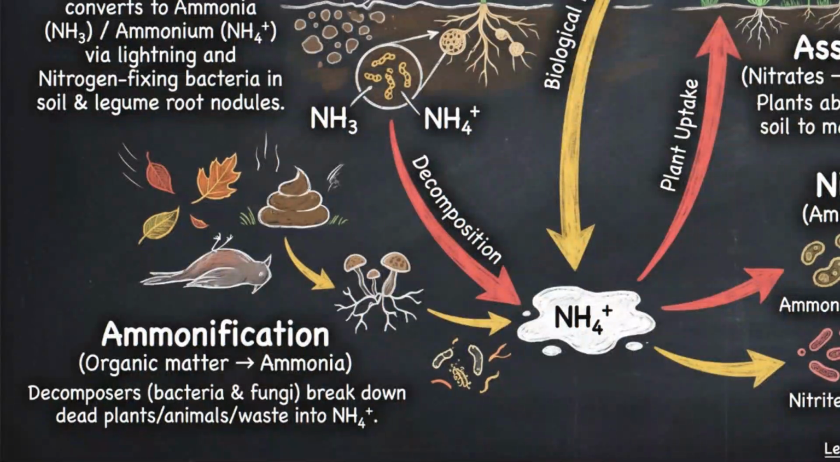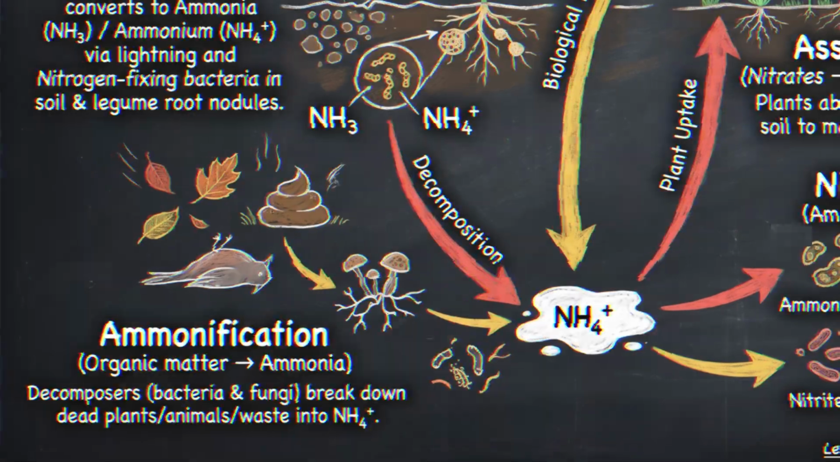Next is ammonification. When plants and animals die, or when animals excrete waste, decomposers, mainly bacteria and fungi, break down the organic matter. During this process, the nitrogen contained in proteins and nucleic acids is released as ammonia or ammonium ions. Think of it as nature's recycling team turning dead organisms back into usable nutrients.